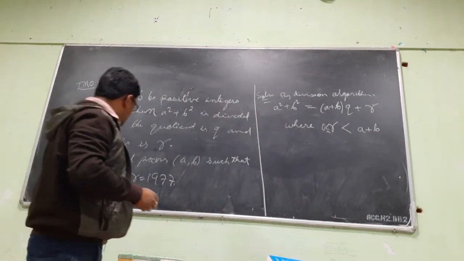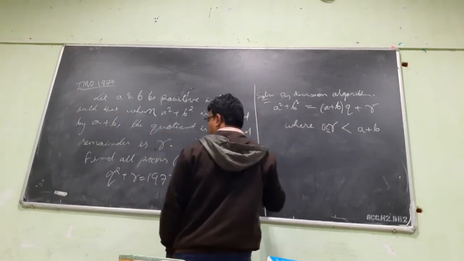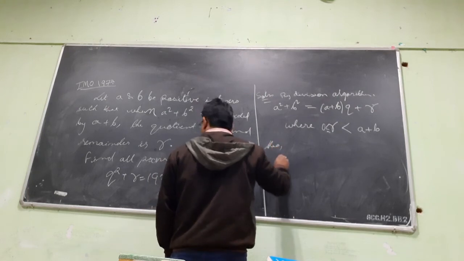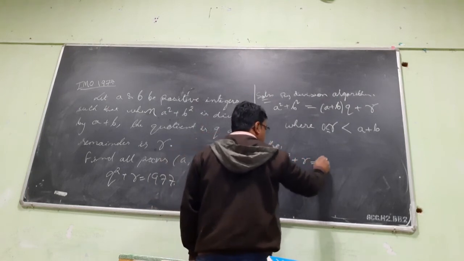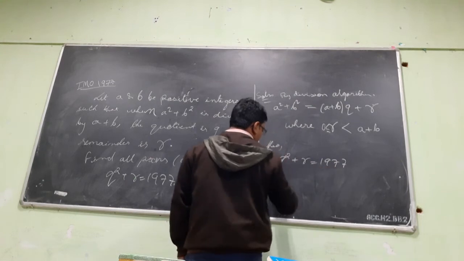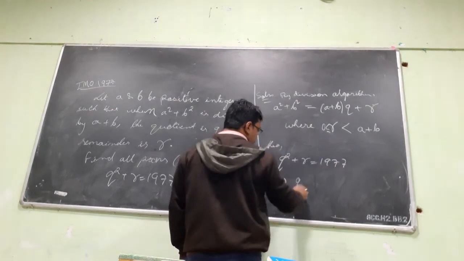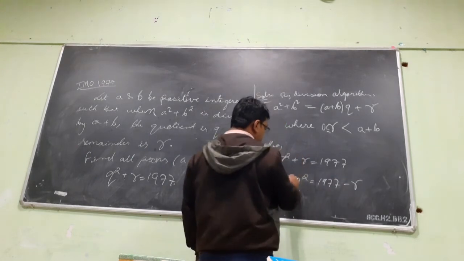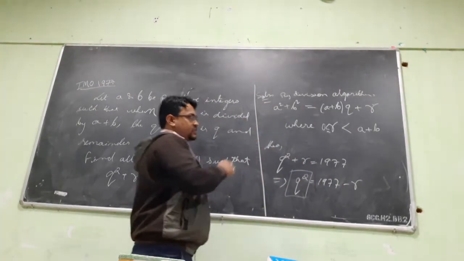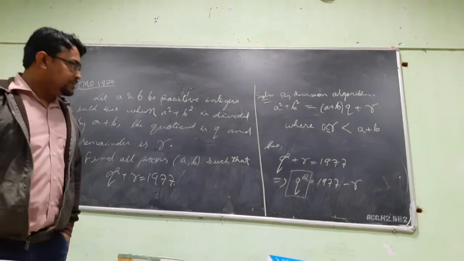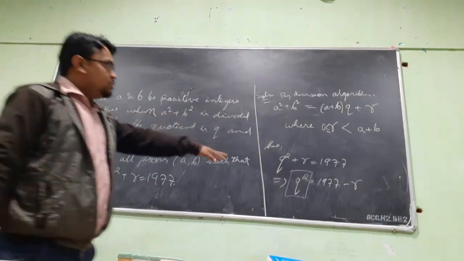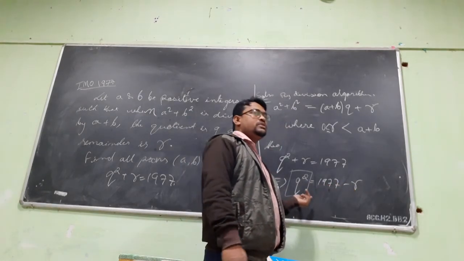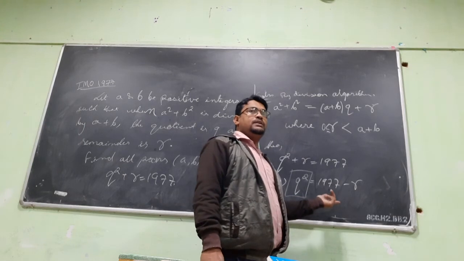So let us keep it for some time. Also, Q squared plus R is 1977. So we have a Q here. Q squared is 1977 minus R, and this is a perfect square. So we can find the values of R for which this quantity is a perfect square, because it's not too high.